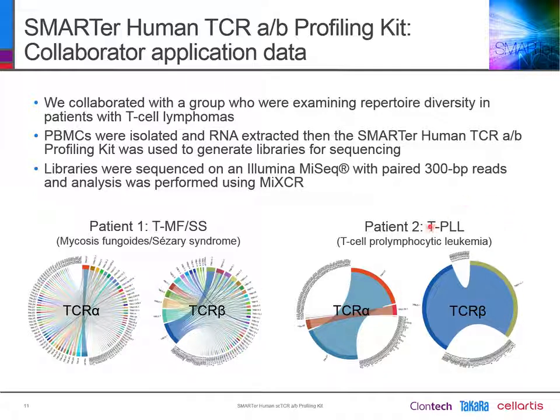Patient 2 here has prolymphocytic leukemia, and you see that for the alpha locus, there is an expansion of this one particular clonotype, both for alpha and beta. So to summarize this part, with this SMARTer Human TCR AB profiling kit, you are able to get information on clonotype diversity as well as identify changes in the clonotype for TCR alpha and beta pairs.